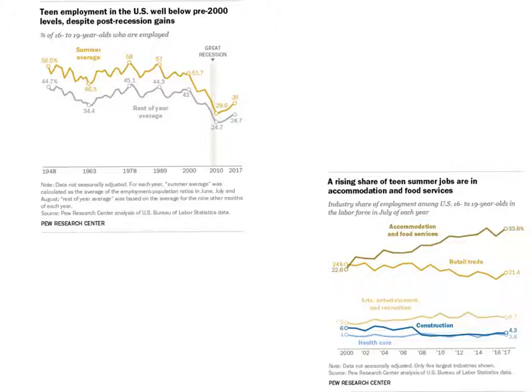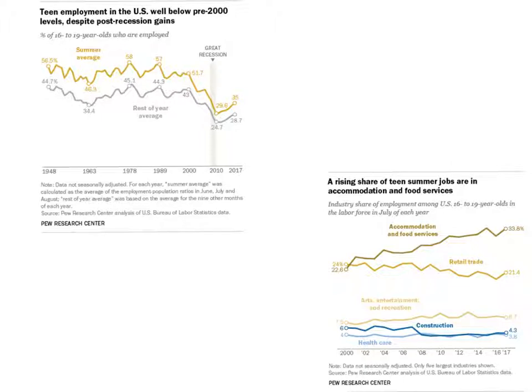Here we have two graphs. Let's start with the top left. This graph talks about the percentage of 16 to 19-year-olds who are employed during the year. The top one shows the summer average, and the bottom shows the rest of the year average. Notice first off that employment for teens is higher during the summer than the rest of the year, which makes sense according to the school year.